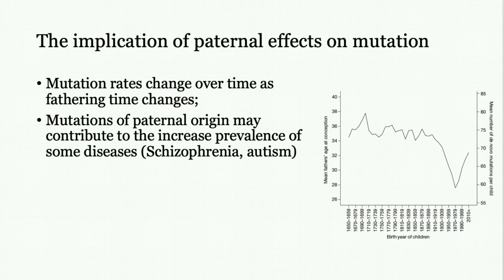And then now that we have a later reproduction age for the father, the later reproduction age can introduce a larger number of mutations, and that could be responsible for some of the diseases we are experiencing increased prevalence of right now. And that's another implication from this study.